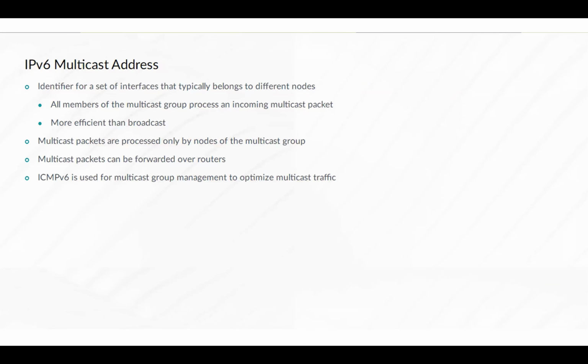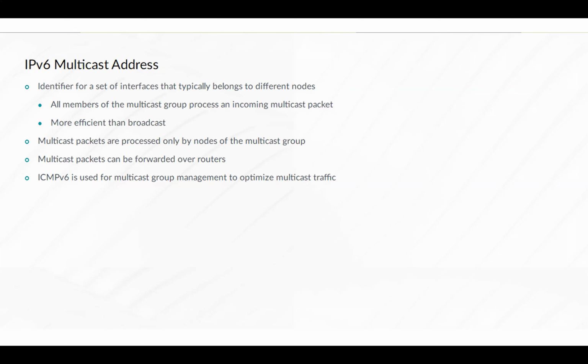So IPv6 multicast address. Like IPv4, IPv6 has multicast addresses, and the multicast address range is ff00::/8. That is used for multicast in IPv6. It is an identifier for a set of interfaces that typically belong to different nodes. All members of the multicast group will process an incoming multicast packet, which is obviously more efficient than broadcast.